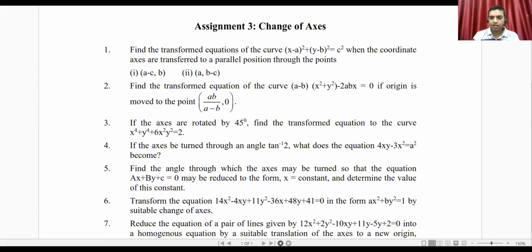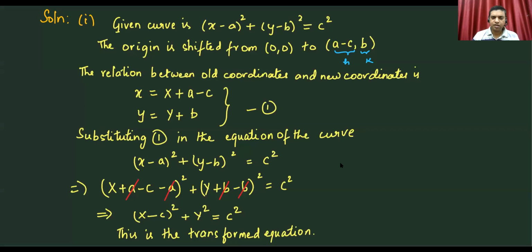Sir, in rotation of axis, do we use any physics application? Like in physics, we have torque. So do we use that application in rotation of axis? No, generally understand it this way: the mathematical concepts are used in physics, not the other way around. Mathematical concepts are used in physics whenever necessary.